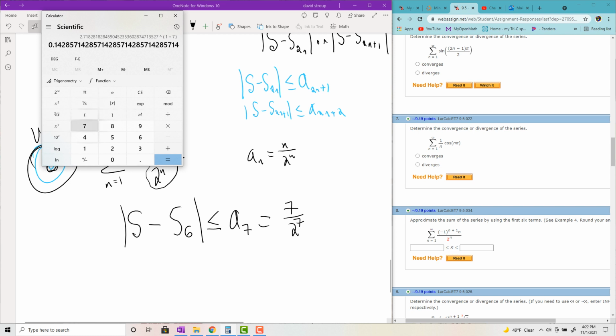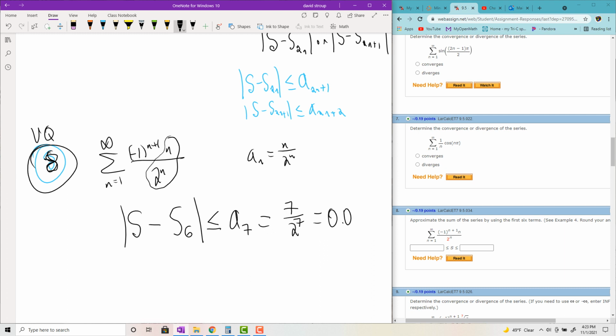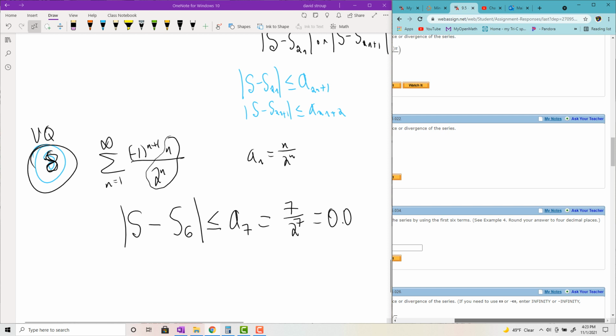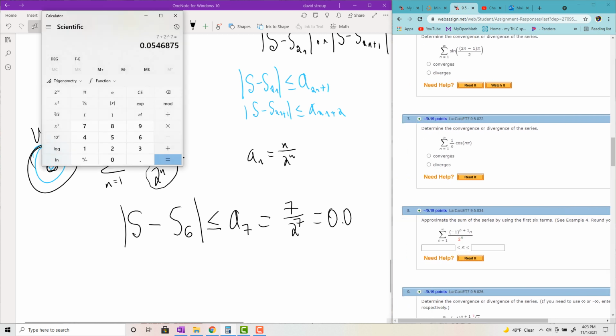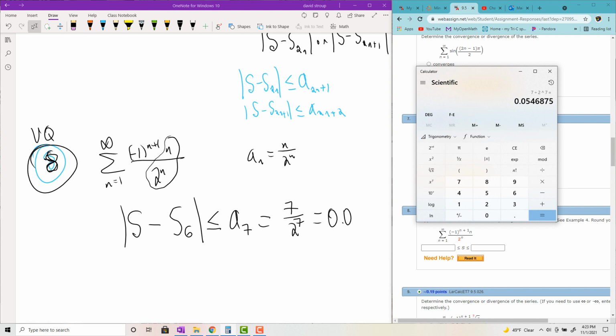Zipping into my calculator, 7 divided by 2 to the 7th is about 0.05, let's see how many terms they want. 4 decimals. So 0.0547. Okay. So the difference between s and s sub 6 is 0.0547.